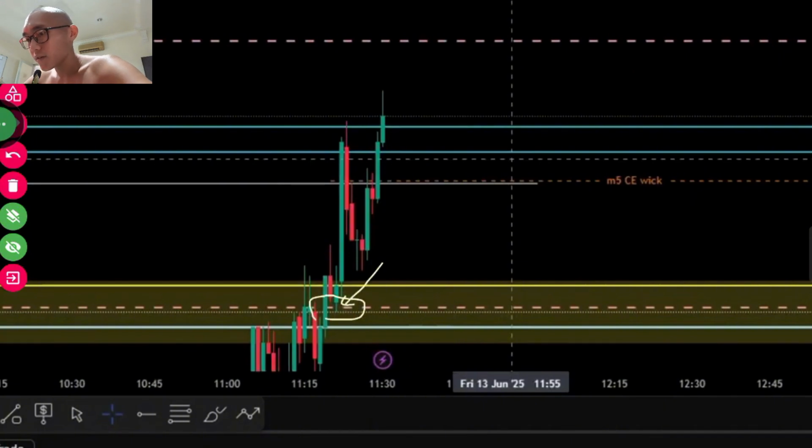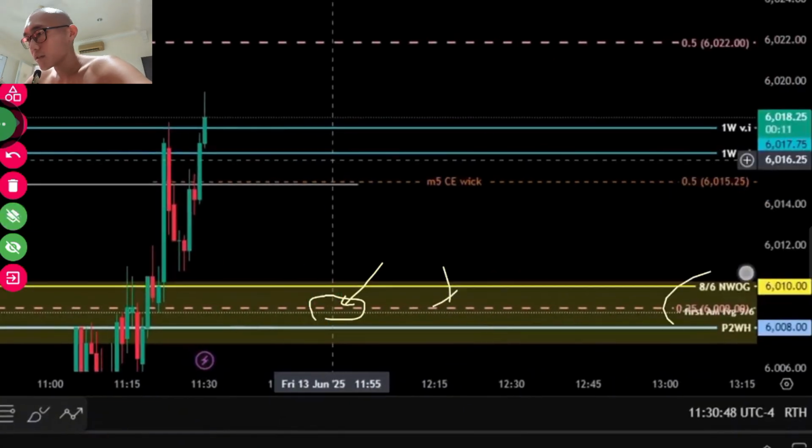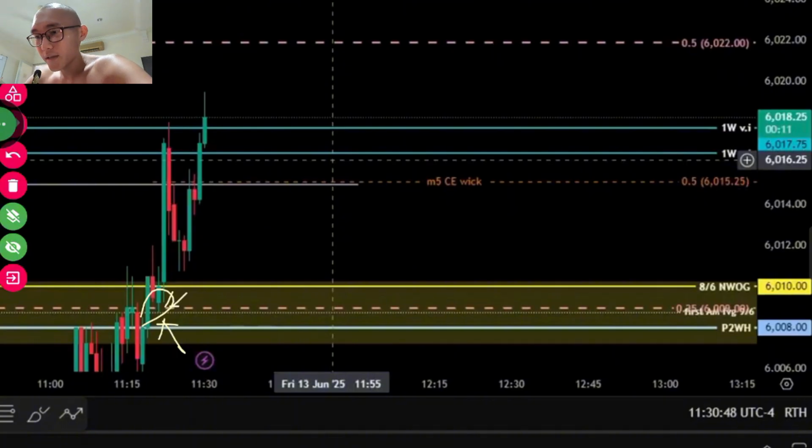We support at the CE of it, and this dot dot dot line. If you go to the left, the dot dot dot line is basically this. This is the lower quadrant of the new opening range gap. So what do we see here? Okay, we see support at the lower quadrant of the new opening range gap, and also support at the CE of the first presented fair value gap, then displacement higher.